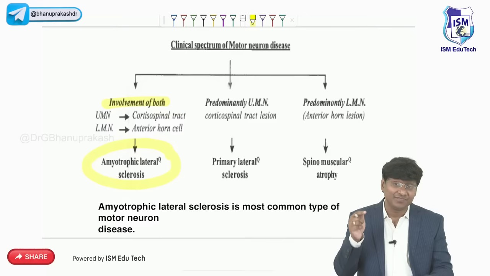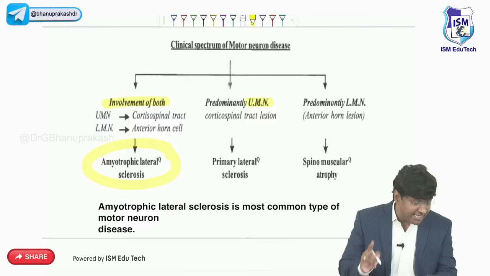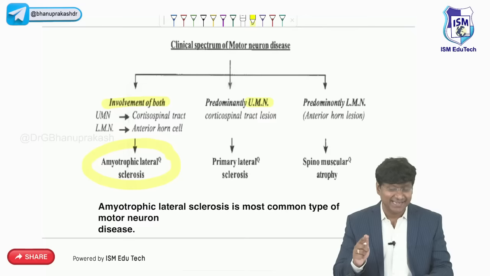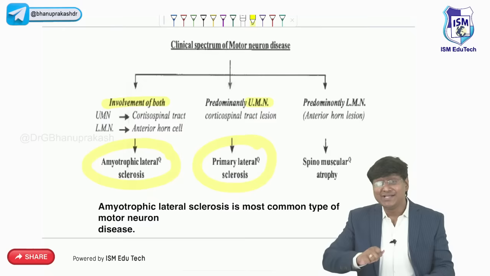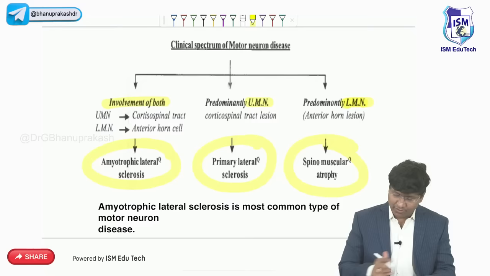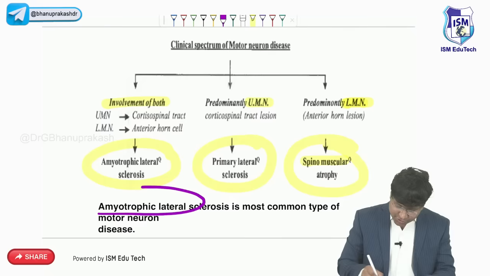And there is a motor neuron disease where there is predominantly upper motor neuron involvement. And what is that? That is your primary lateral sclerosis. And there is one with predominantly lower motor neuron involvement. And what is that? That will be your spinal muscular atrophy. So spinal muscular atrophy is predominantly lower motor neuron involvement. But among all these, which is more common? The more common will be amyotrophic lateral sclerosis.